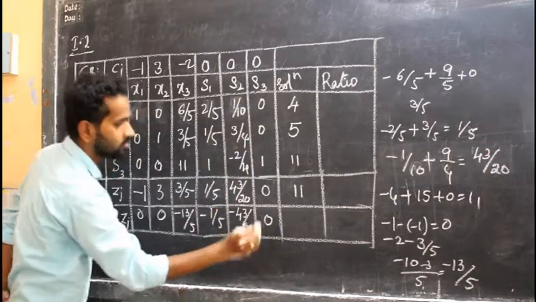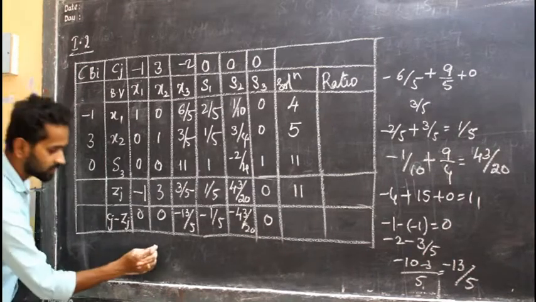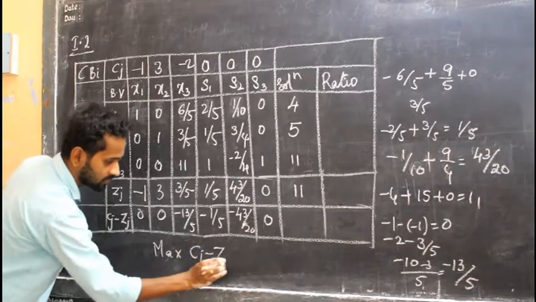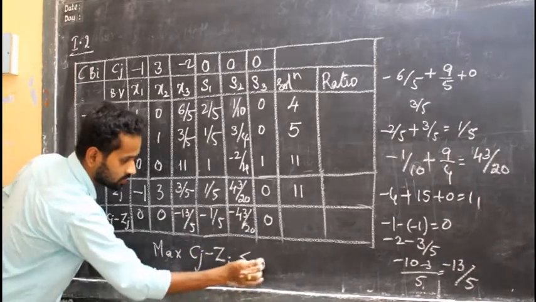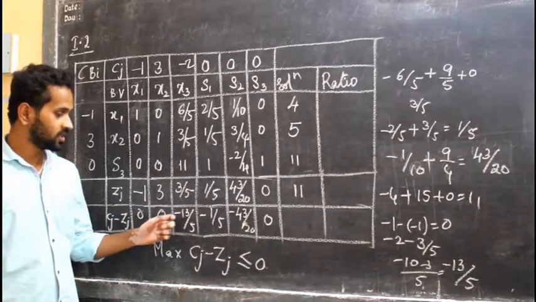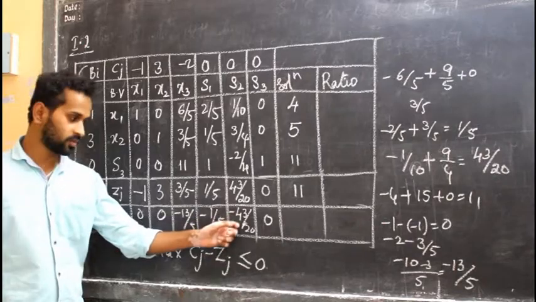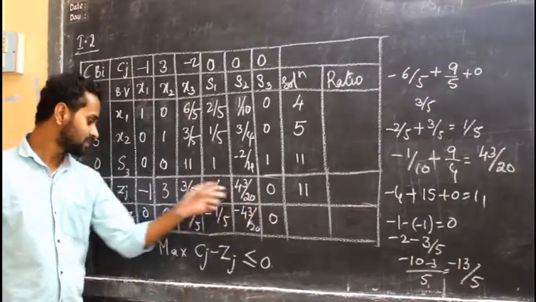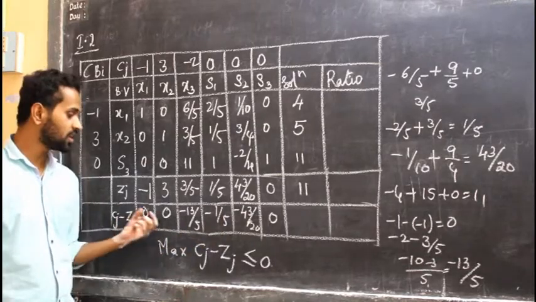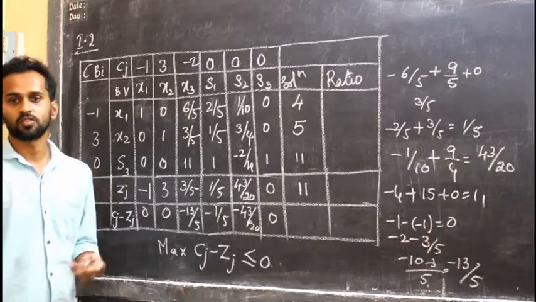0 minus 0, 0. Now check the optimality condition. What optimality condition do we have for a maximization problem? Cj minus Zj less than or equal to 0. Check it now. 0, 0, minus 13 by 5, minus 1 by 5, minus 43 by 20, 0. All the Cj minus Zj values are 0 or less than 0. There is no single positive value. Therefore, we reach the optimal solution.